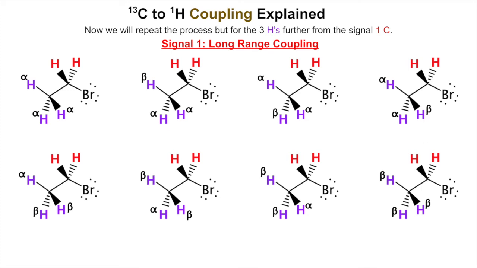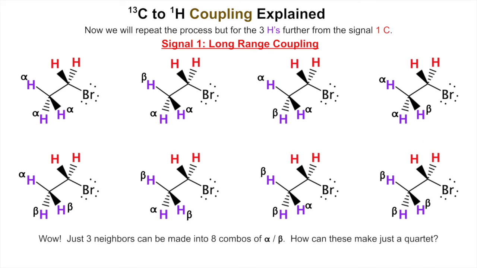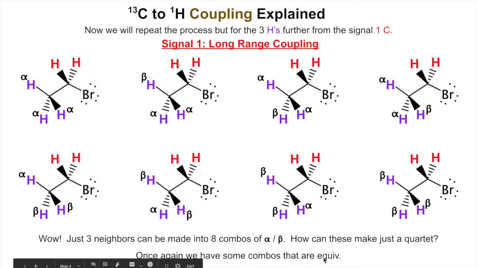So there's a lot of combos here. 3 neighbors can have 8 combinations of alpha and beta. So this is even more nuts than before. So when you have 3 neighbors, the n+1 rule says you should create a quartet. So 3 neighbors should create 4 splittings. How could 8 combos create 4 splittings? I'll tell you what. Once again, we have some combos that are equivalent.